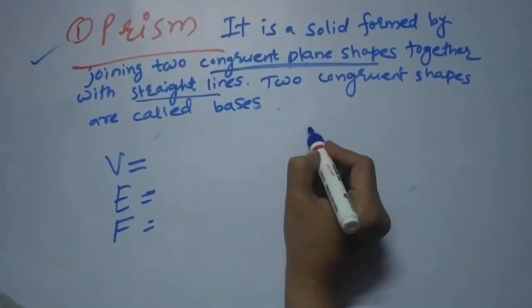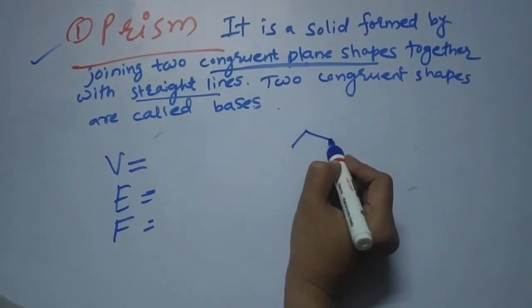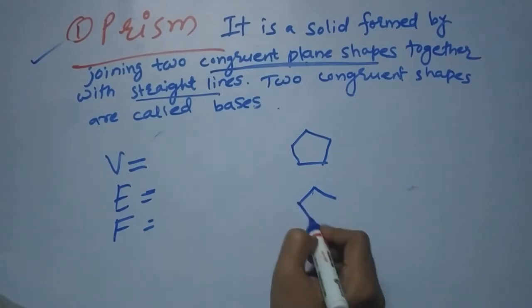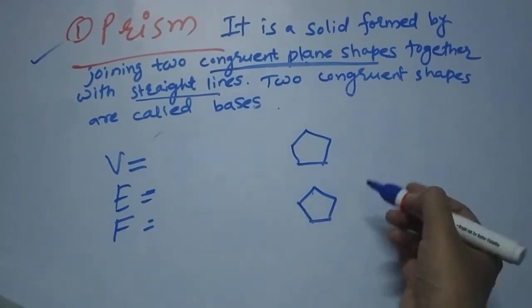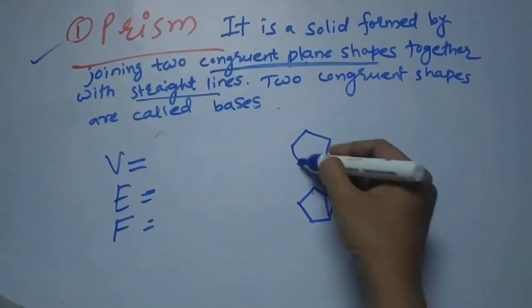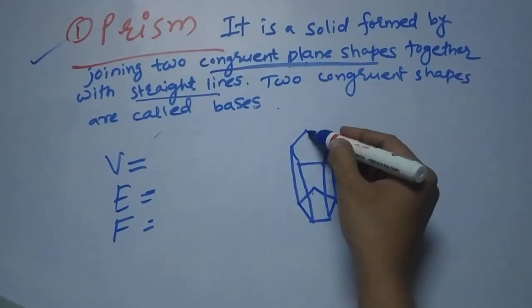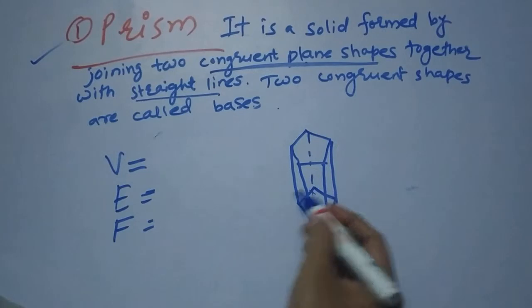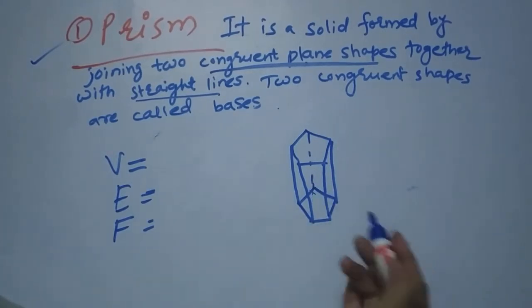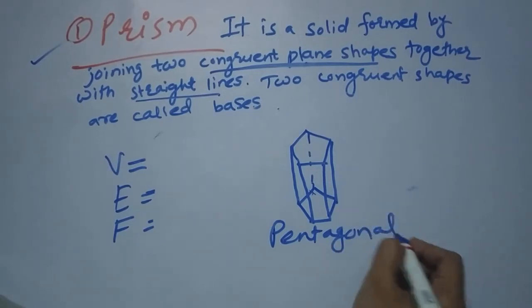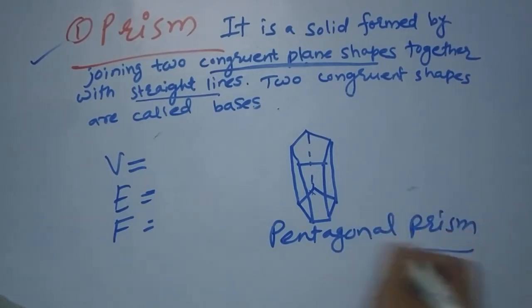So now next we'll draw a pentagon. 1, 2, this is 3 and 4, and this is 5. One more pentagon I will draw here. So these two are pentagons. So you can join them. So this is what? Pentagonal prism. As its base is a pentagon having 5 sides, the name will be pentagonal prism.